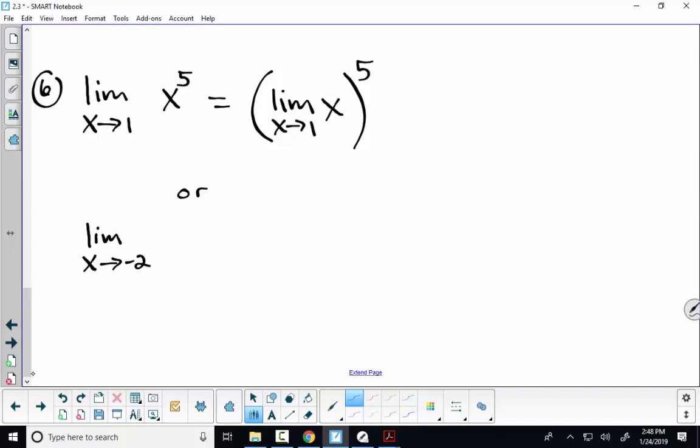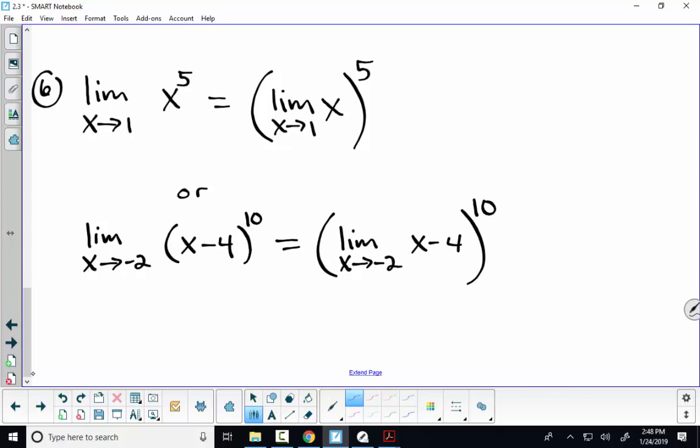Or let's say x approaches -2 on the function x minus 4 raised to the 10th. Same thing there. We can say it's the limit as x approaches -2 of the linear function x minus 4. Find that number and then raise that number to the 10th power. And on we could go with that.